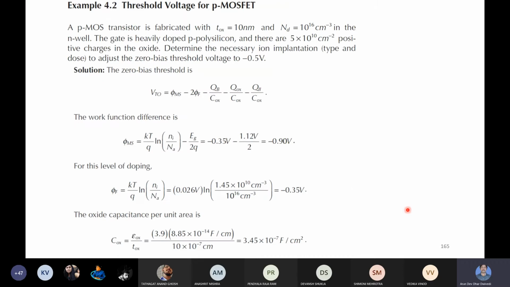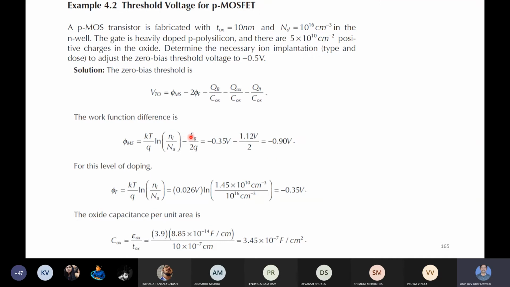The oxide charge is not given, so we are calculating. For this doping level, just phi f is calculated. Then the oxide capacitance can be epsilon ox by tox. Epsilon ox and thickness tox are known: 3.9 into epsilon naught divided by tox. Tox is given this much, so Cox is also now known.